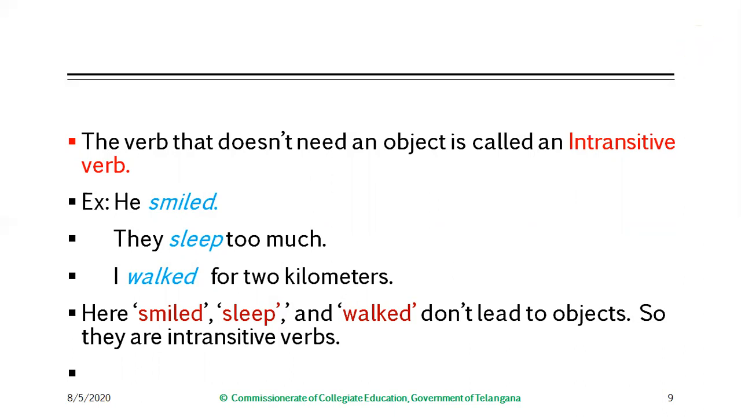So, here, we can understand that there are two kinds of verbs, basically. What are they? Transitive and intransitive. What is called a transitive verb? The verb that needs an object in the sentence is called a transitive verb. And what's called an intransitive verb? The verb that doesn't need an object in the sentence is called an intransitive verb.